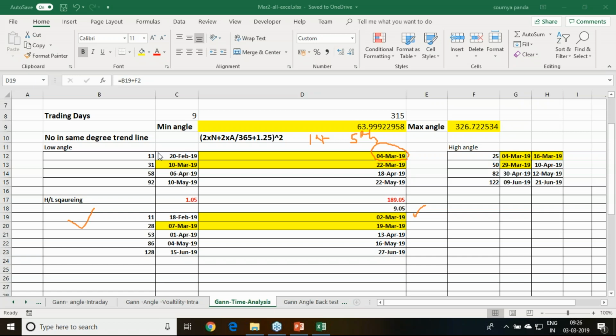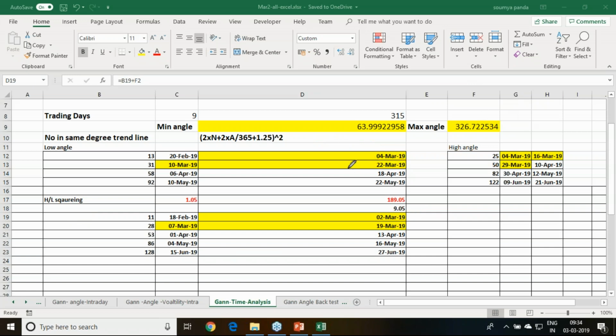For commodity, there is not a different formula. For stock, there is not a different formula. So the formula is the same. You need to just create a replica and utilize it. Fine. So this is the way you should do the trend reversal day calculation using the high-low squaring method. Any doubts you can ask me.